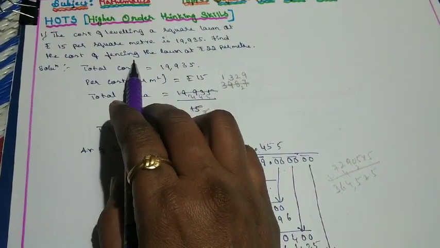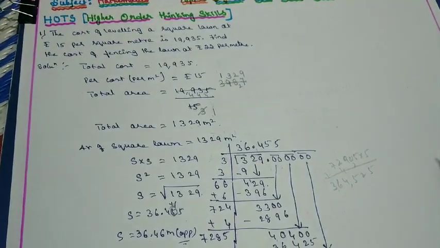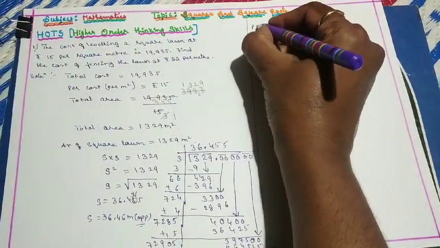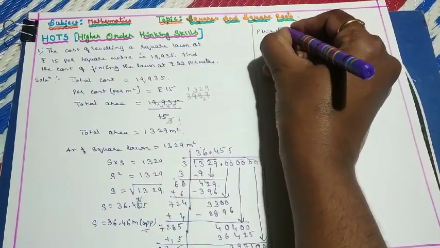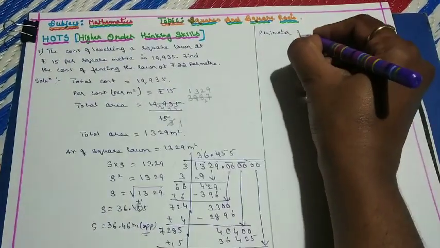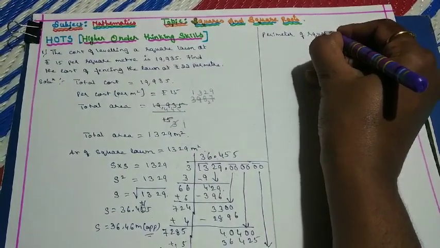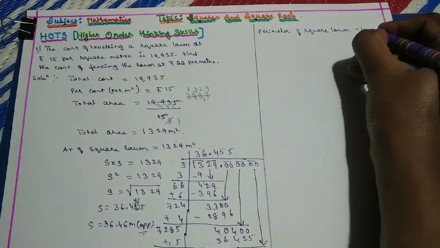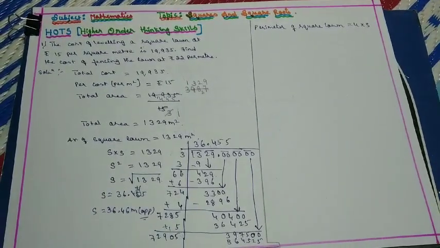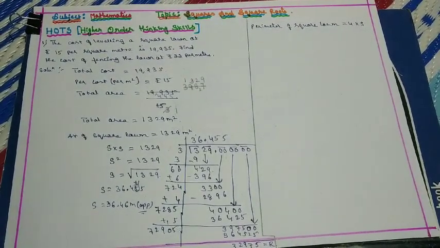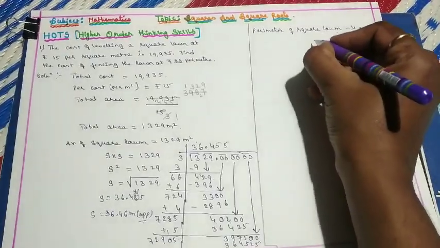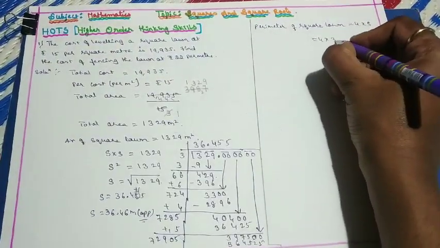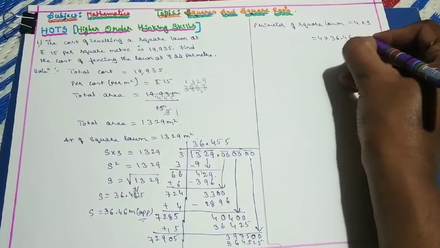This is the side of the square lawn, but what is asked in the question is the cost of fencing. For fencing, we need to find the perimeter first. So perimeter of square lawn equal to 4 into S. We know the formula: the perimeter of a square is equal to 4 into S. Then 4 into, what is the side we got? 36.46 meters, right?